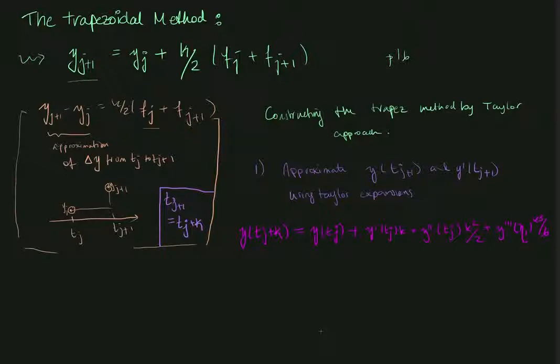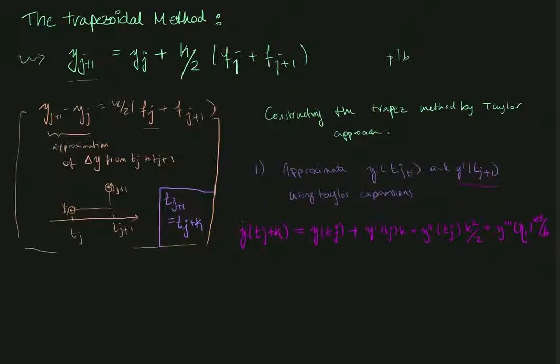Okay, so now I have this expression here. And before I just go on and mindlessly Taylor approximate y prime of t_{j+1}, let's try to look at how much this expression reminds us of what we want to end up with. Well, we want to end up with something that involves y of t_j plus k and y of t_j.